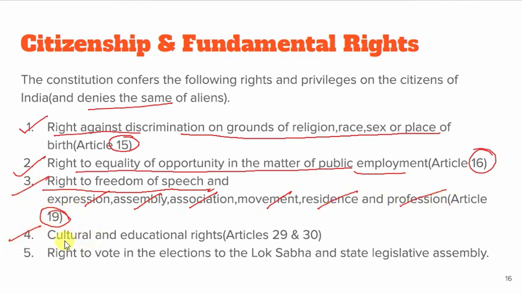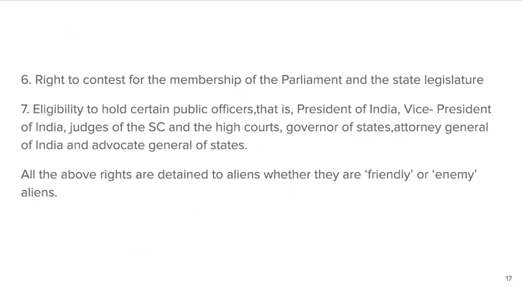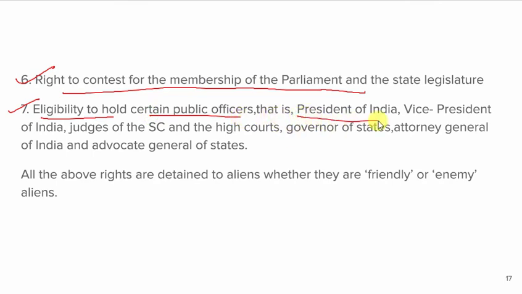Now, four, the cultural and educational rights, which come under Article 29 and 30, and five, the right to vote in elections to the Lok Sabha and State Legislative Assembly. These are the five rights, and some more rights are also there. The right to contest for the membership of the parliament and state legislature, and the eligibility to hold certain public office positions, like President of India, Vice President of India, judges of Supreme Court and high courts, and governors of states, attorney general of India, and advocate general of states.